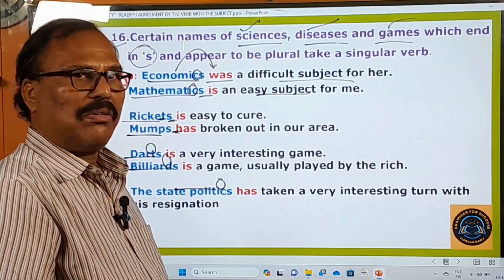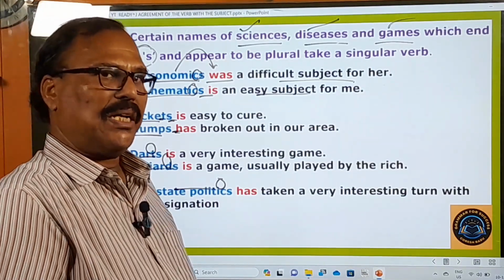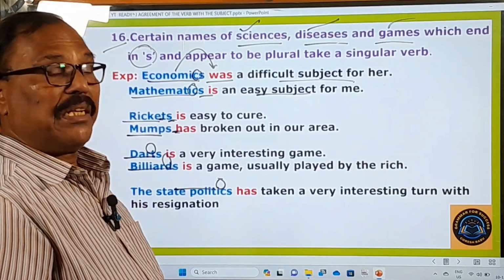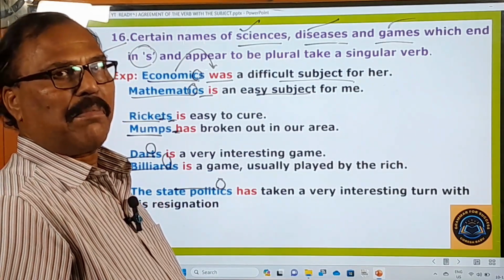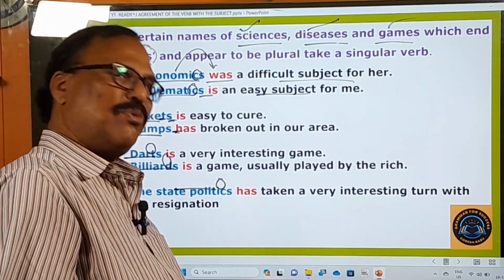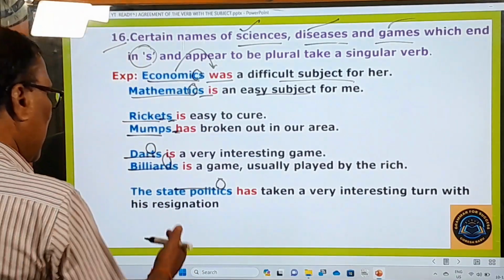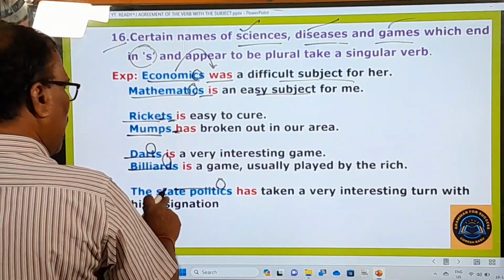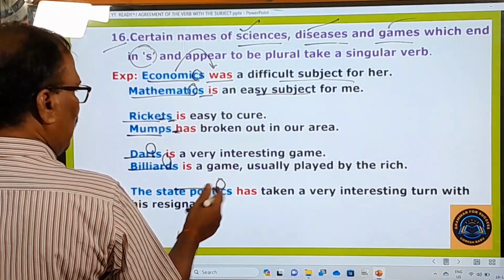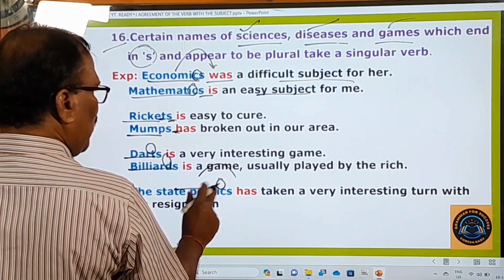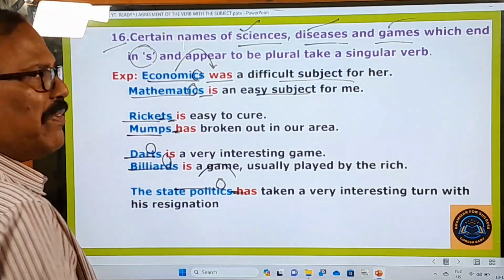In Telugu people say rajakiyamu is there, rajakiyalu is there, but in English only politics is there. Politics means rajakiyamu. Politics means rajakiyalu is also there. So here in English, what is that? Politics is only there. State politics, central politics, something like that. Politics is a singular word, and therefore you use a singular verb after it.